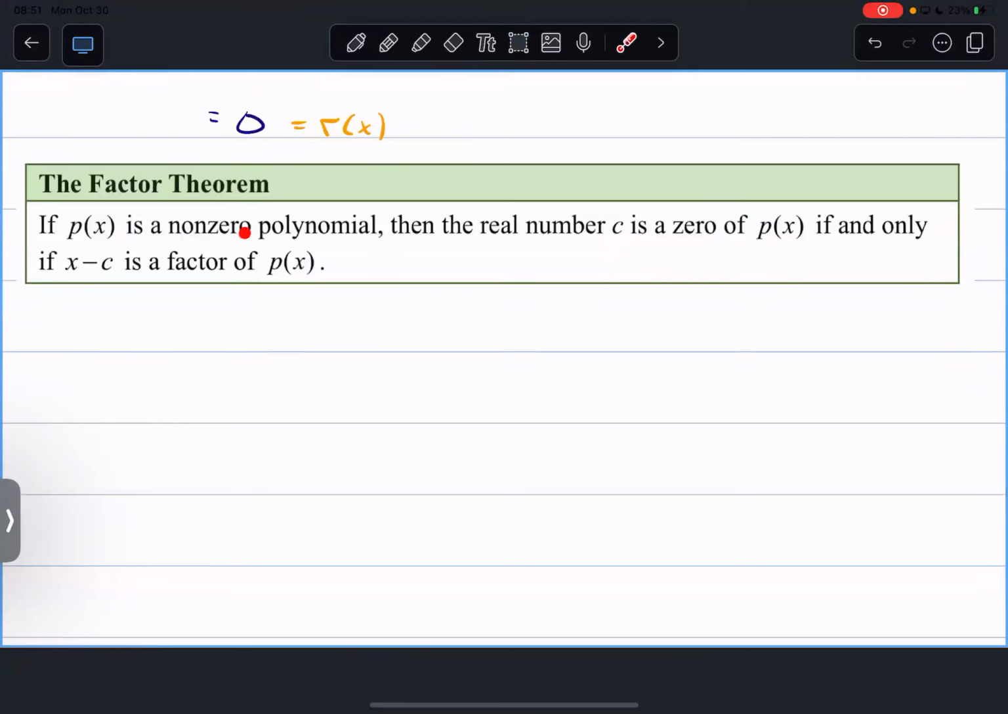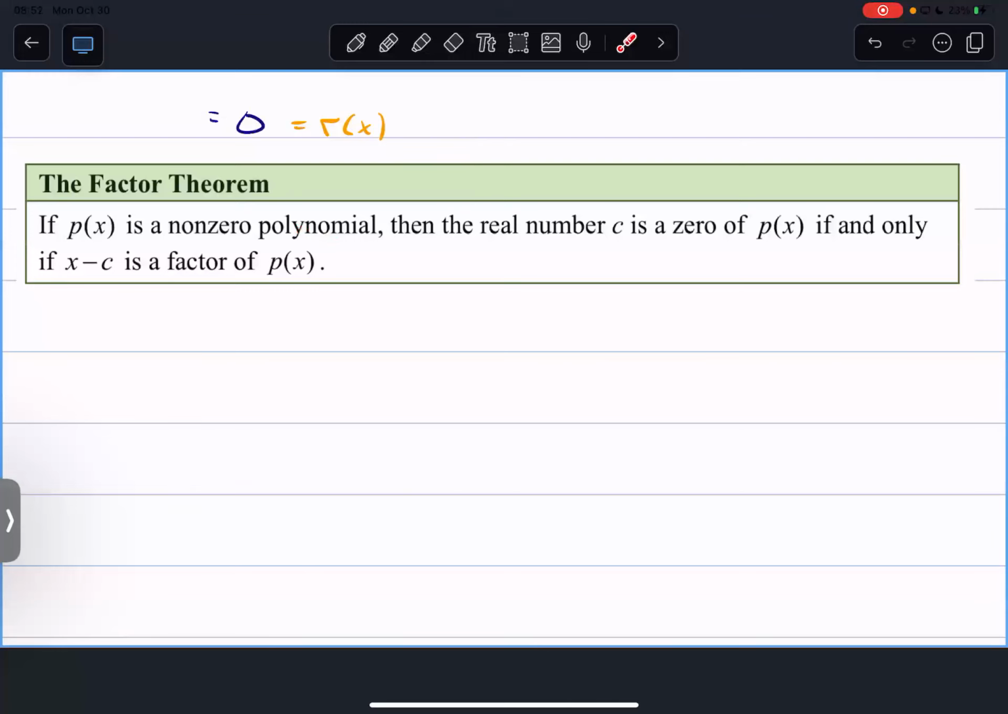If p of x is a non-zero polynomial, then the real number c is a 0 of p of x if and only if x minus c is a factor of p of x. I think that's pretty obvious, but there's a theorem for it.